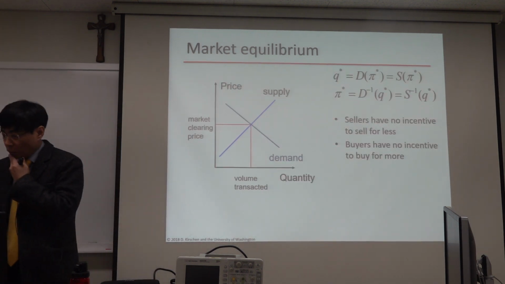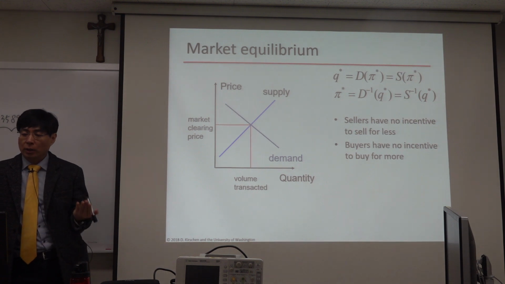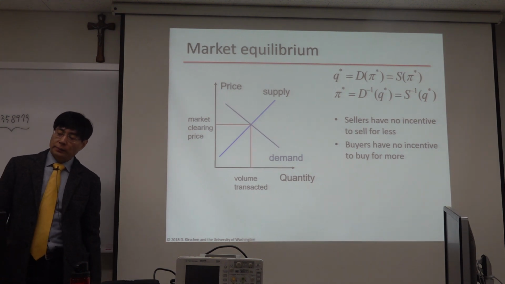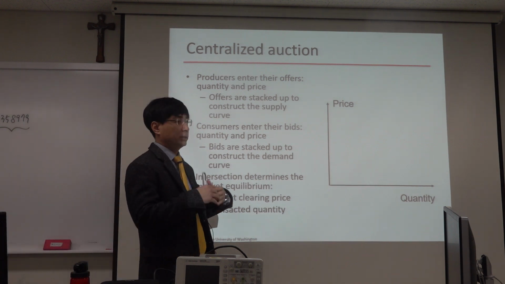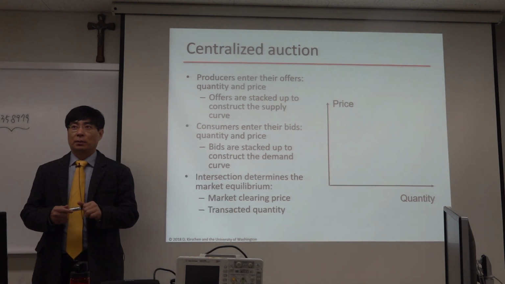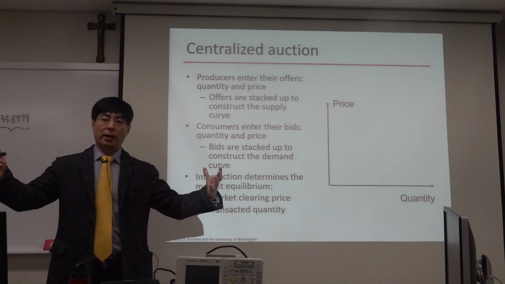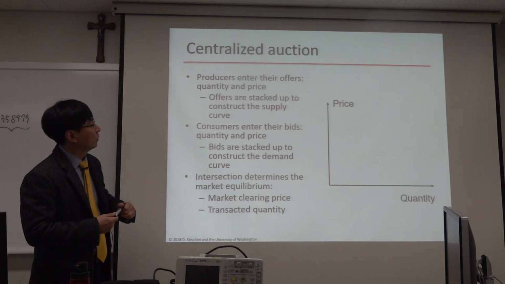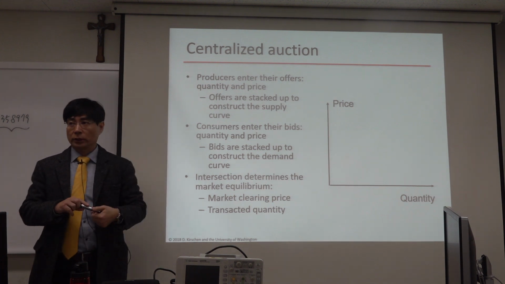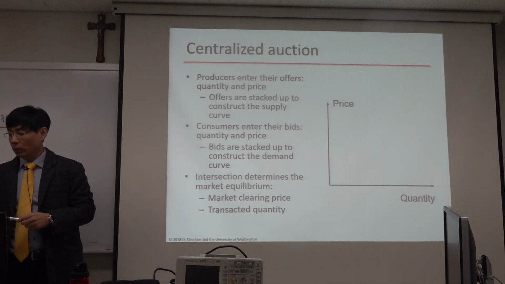Okay, so we talked about market and market equilibrium. And let's think about two different types of market. The first one is a centralized market. The centralized market means all the sellers and buyers come together. Okay? And one of the mechanisms we can use is auction. Auction, you know what auction means.